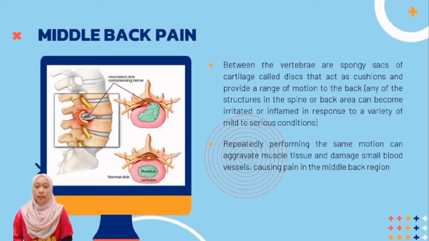Now we proceed to the anatomy of injuries for middle back pain. Our spine consists of the spinal column, spinal cord, nerves, discs, ligaments, and also tendons. Between the vertebrae, as we can see in the picture, are spongy sacs of cartilage called discs that act as a cushion and also provide a range of motion to the back. If any of the structures of the spine that I mentioned, such as ligaments and tendons, can be irritated or inflamed in response to a variety of mild to serious injury or serious condition.